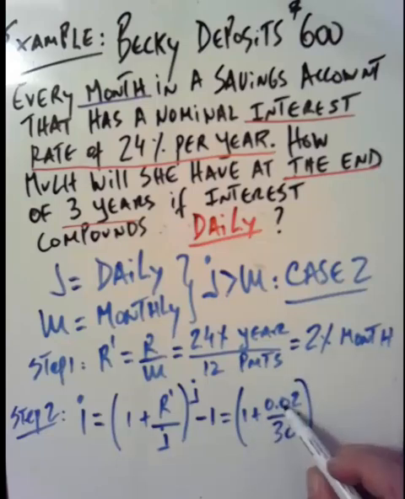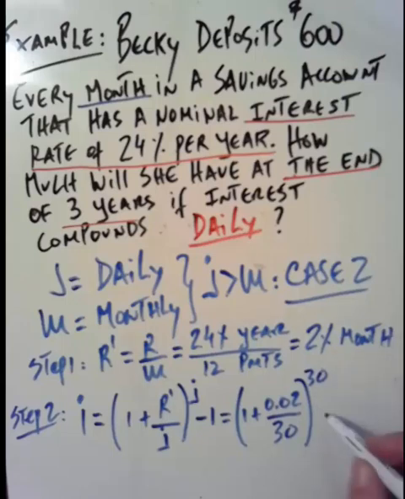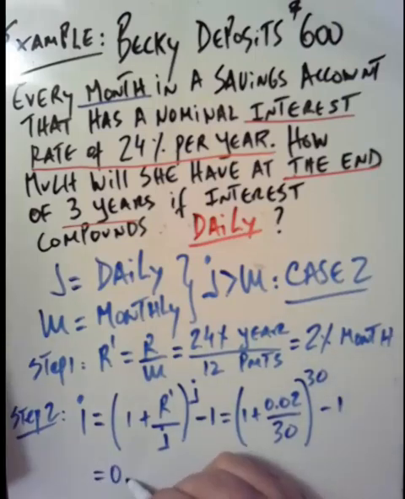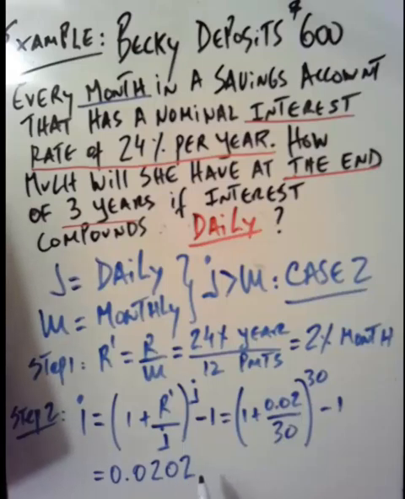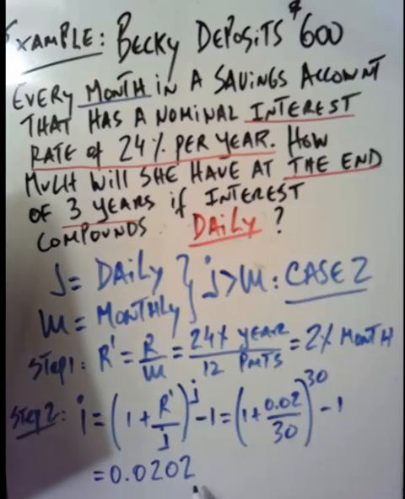So we have 1 plus r prime divided by j, to the power of j, minus 1. This will give 0.0202. Always leave at least 4 decimal places in your computations. Don't leave just 2 decimal places. Leave a minimum of 4, or keep it all when you are doing the computations in a laptop or in a calculator. Leave as many decimal places as you can, because the more decimal places you leave, the more accurate your answer is. If you're doing it by hand, like I'm doing it, then leave at least 4 decimal places.